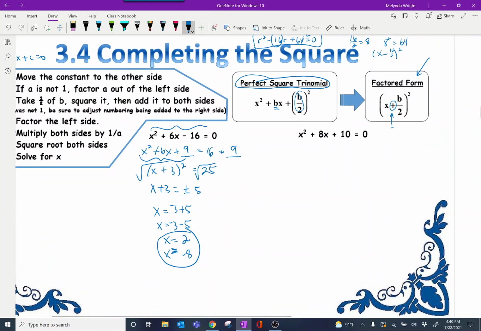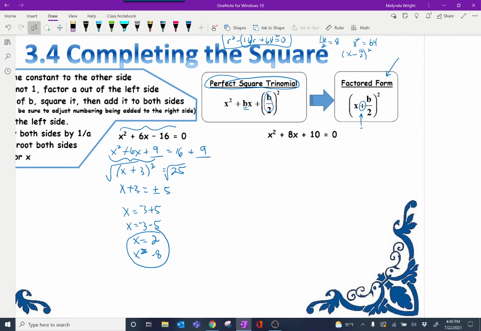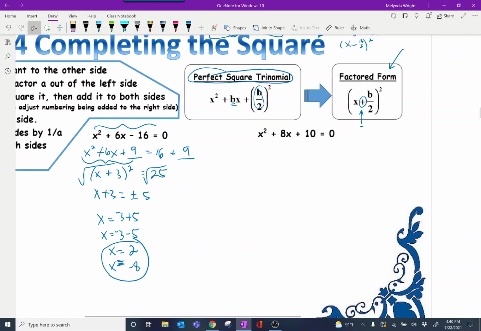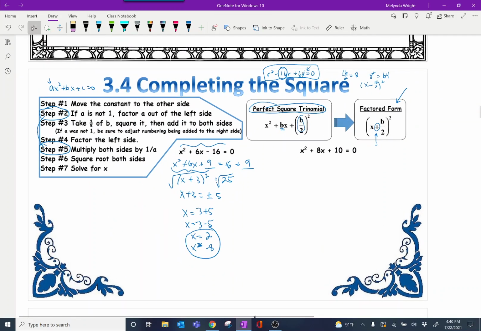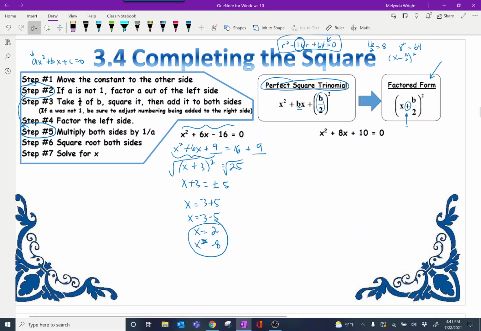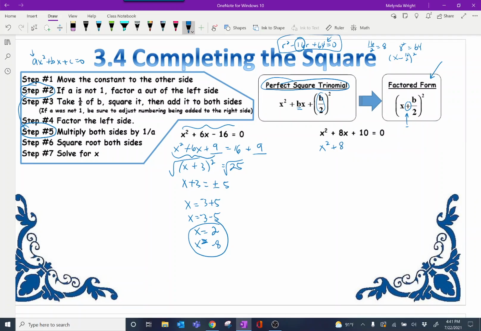We have another example with A is 1. So we're just going to try to go through this. You can have the steps out to the side if you want to. Actually, we can just keep them out to the side so you can see if you like. All right, so we're going to move the constant to the other side. Half of 8 is 4. 4 squared is 16. We factor. This is going to be x plus 4 squared equals 6.